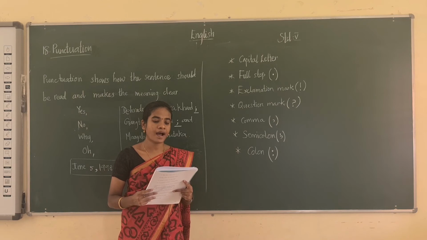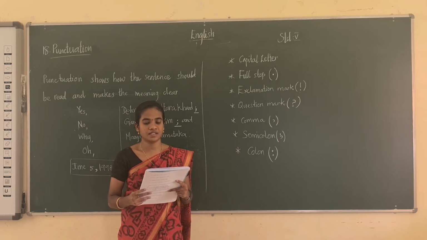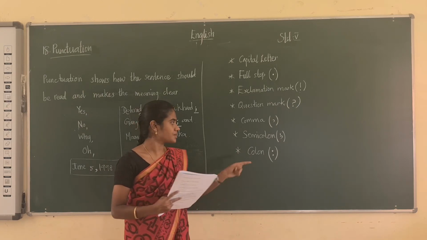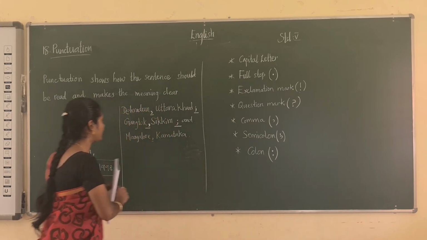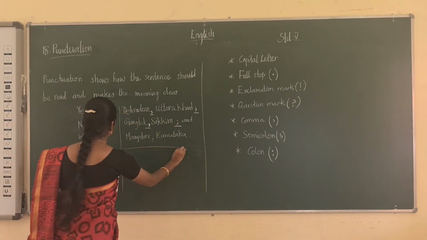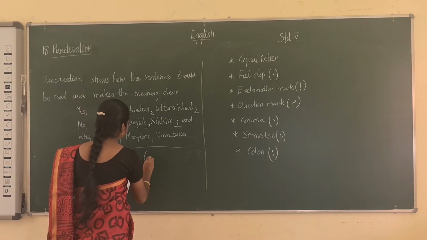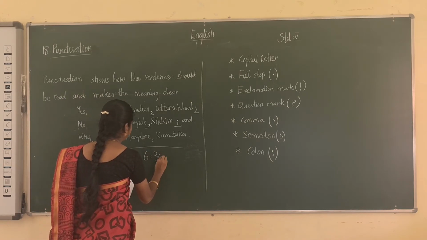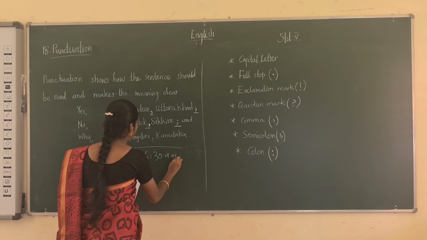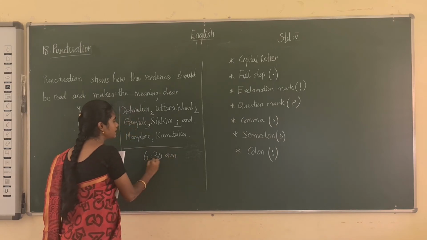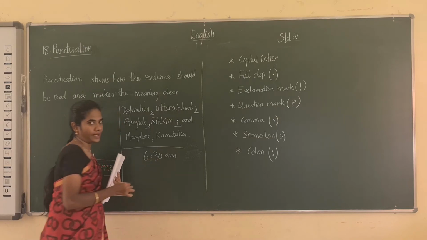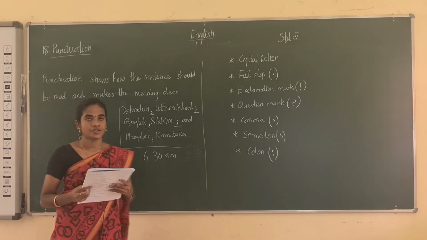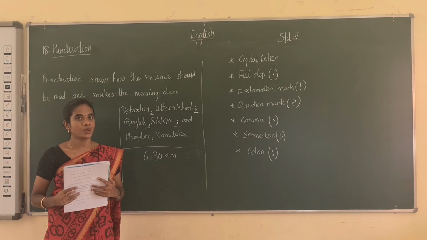To separate the hours and the minutes while writing the time, we use the colon. See, for example, 6:30 a.m. This is hours and this is minutes. To separate the hours and minutes we have to use the colon. So students, are you clear with the punctuation marks?